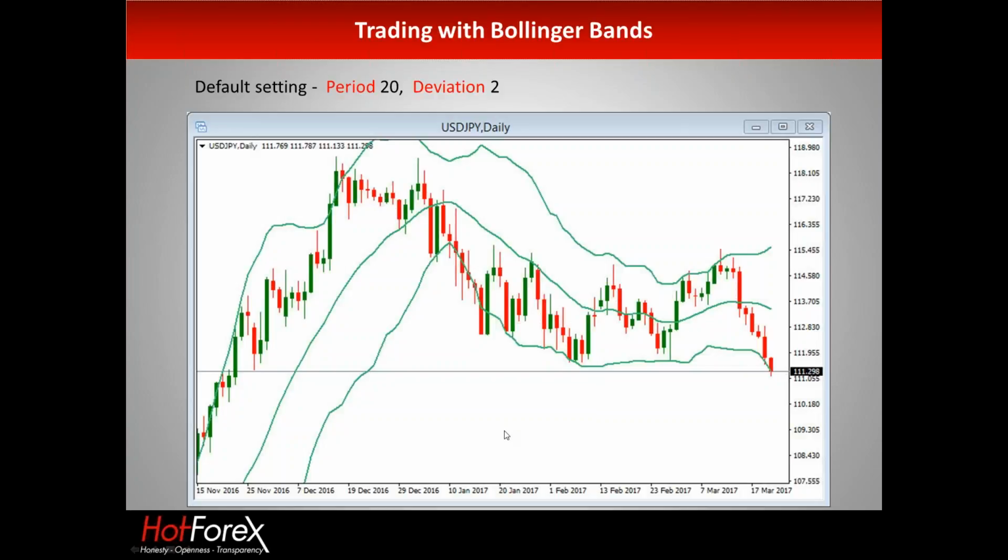So typically when you open your MT4 platform, they're set at this. The two things you can change with your Bollinger Band is the period, how many candles it counts, and the deviation, how far away from the normal. So here we've got the dollar yen on a daily chart. So this is our center line, our 20 period moving average, and here it's set with a deviation of 2.